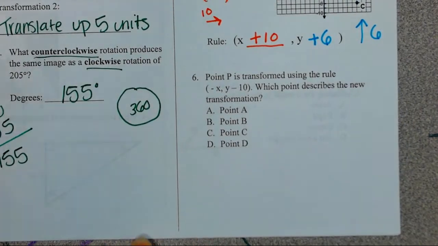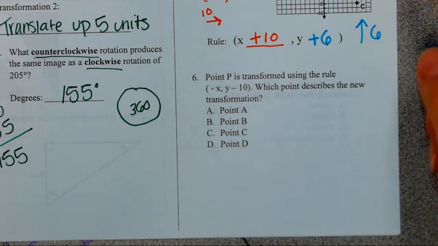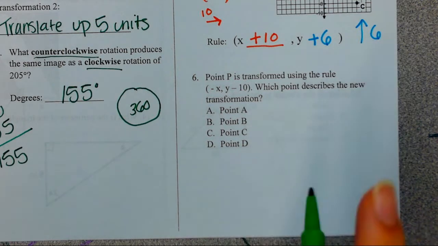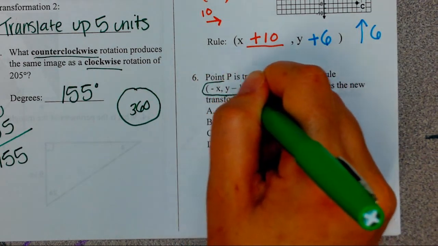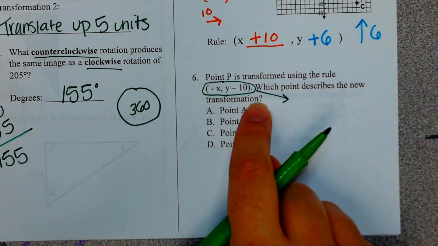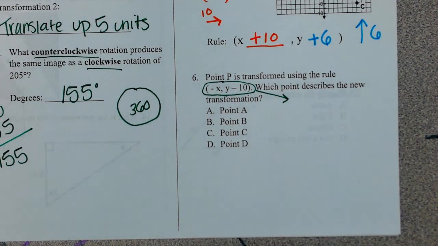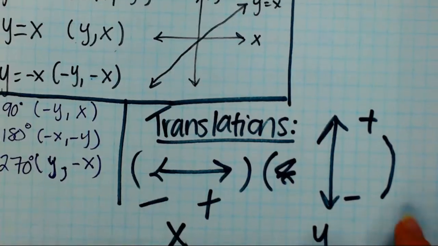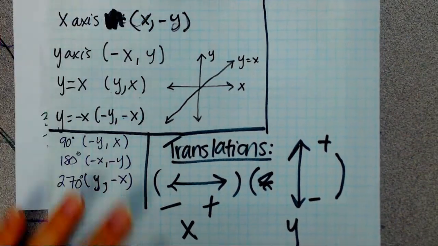Okay, this is referring to the same picture. Point P is transformed using the rule (-x, y - 10). Which point describes the new transformation? So this rule right here is multiple transformations. If you look at your rules, I've showed this to most of my classes.